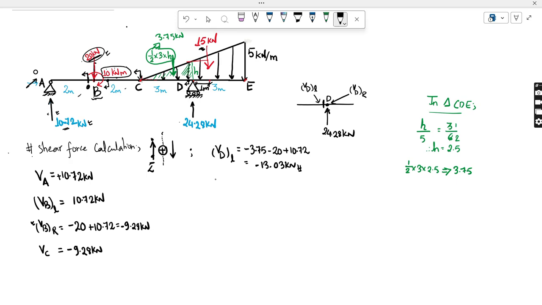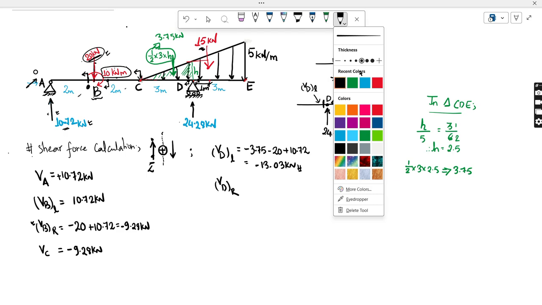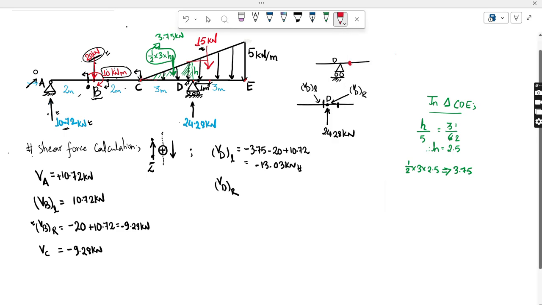So let's go towards the right of this point D. I have now reached the right of D. If that is not clear, let's make a small figure over here. This is point D. Now I am in this figure, and this is VD, just to the right, and again I have to look to the left part of the beam.